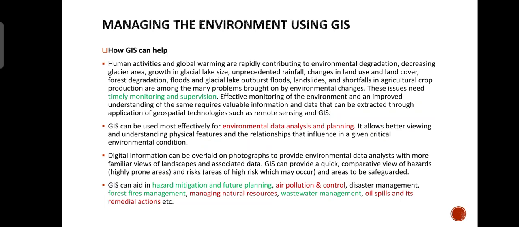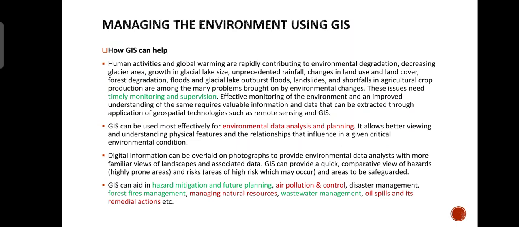Next session, managing the environment using GIS. How GIS can help in environmental management. Human activities and global warming are rapidly contributing to environmental degradation, decreasing glacial area, growth in glacial lake size, unprecedented rainfall, changes in land use and land cover, forest degradation, floods and glacial lake outburst floods, landslides, and shortfalls in agriculture and crop production are among the many problems brought on by environmental changes.